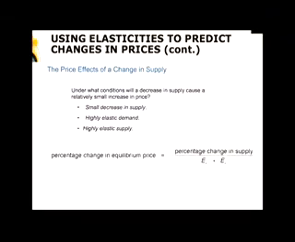Here's that formula. Percent change in the equilibrium price of the good is equal to the percent change in supply divided by the elasticity of supply plus the elasticity of demand. And we want to multiply it times -1 because we're moving along the demand curve.